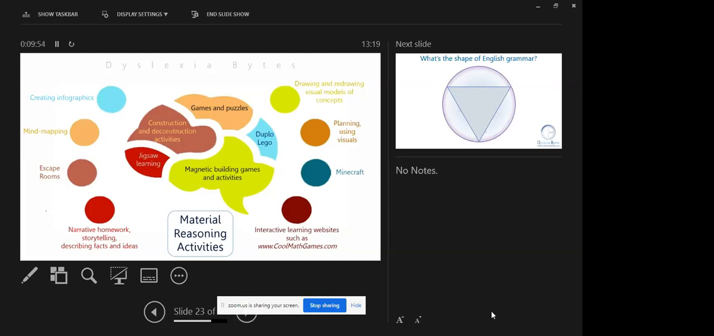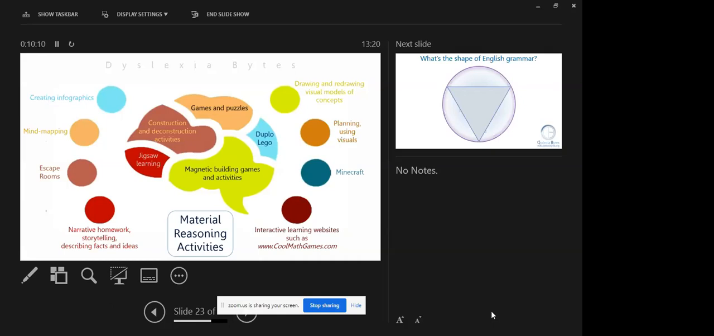Escape rooms, if it's appropriate, take people to escape rooms or create one in your own classroom. How do you get out of this situation? Here's a problem. Imagine how you can get out of this situation, then do it. Drawing and redrawing visual models of concepts. We'll come to this in a second.